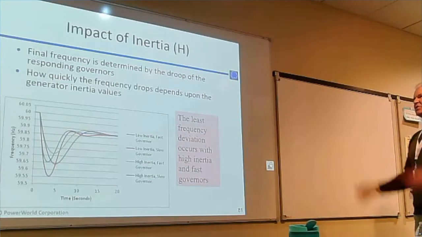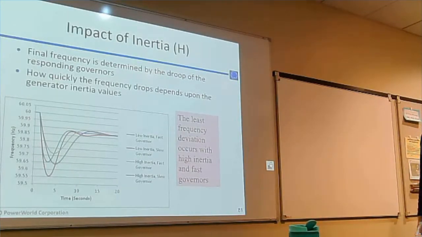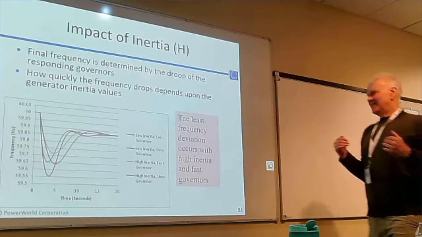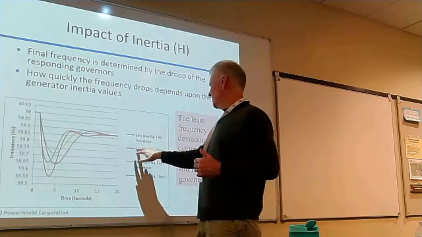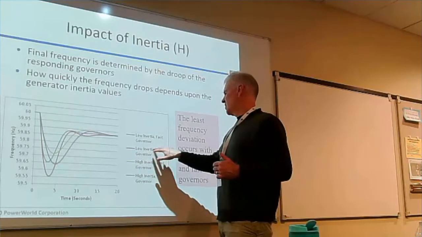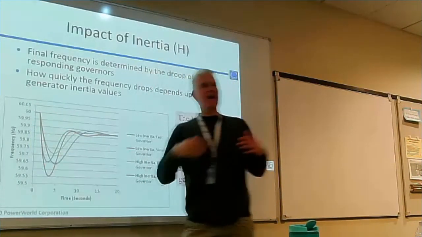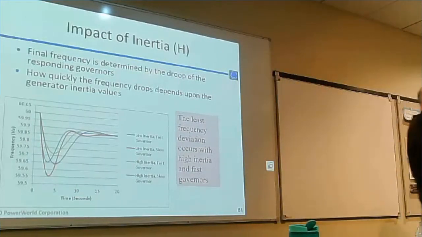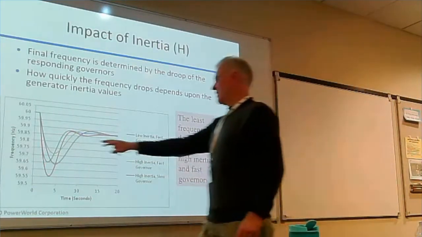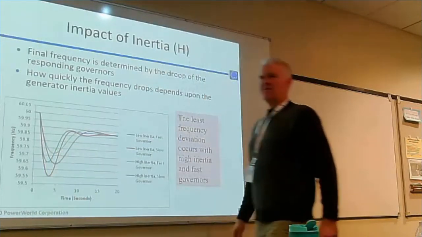This little graph shows the impact of inertia on a system. The worst case here is a system where you've got low inertia and slow governors. Following a disturbance, if you've got low inertia and slow governors, you're going to get the worst drop in frequency. I think that makes sense to everybody. The best response is going to be a system that's got high inertia and fast governors.